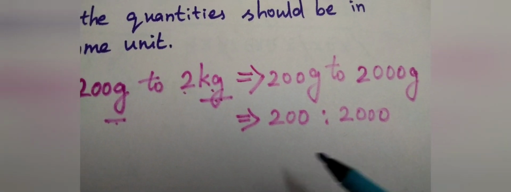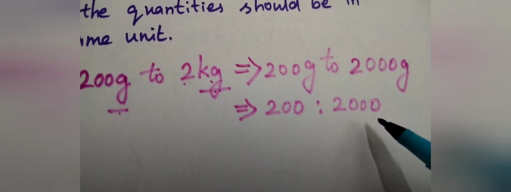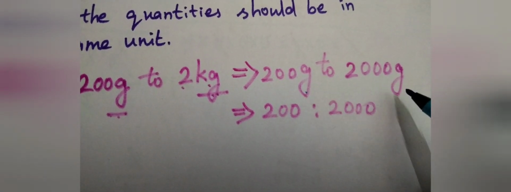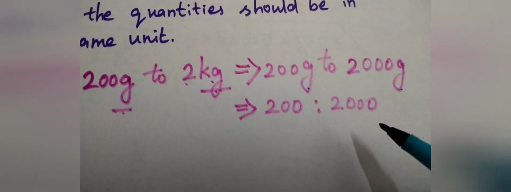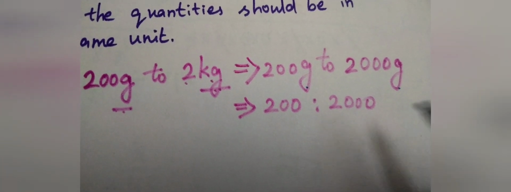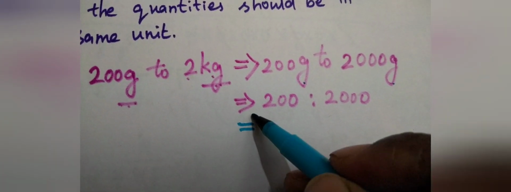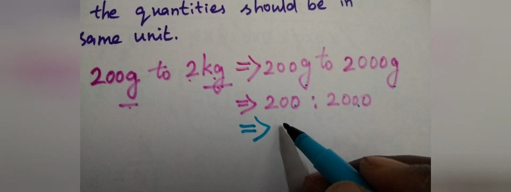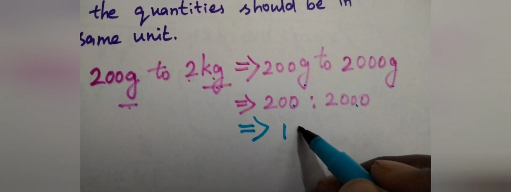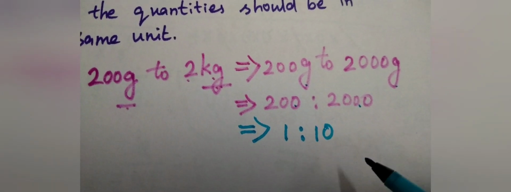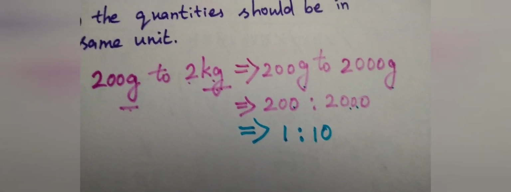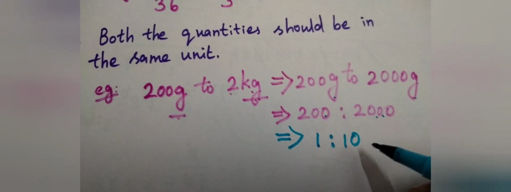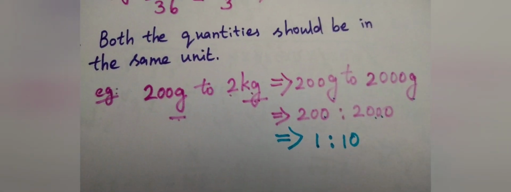See children, when I write in ratio form, I won't write the units. That means ratio is a mere number. So we should not involve any unit. And it should be in the simplest form. So I have to reduce this. So how can I reduce? 1 is to 10. So 200 into 10 we get 2000, isn't it? So 1 is to 10. This is the simplest form, and this is the ratio for the given quantity.